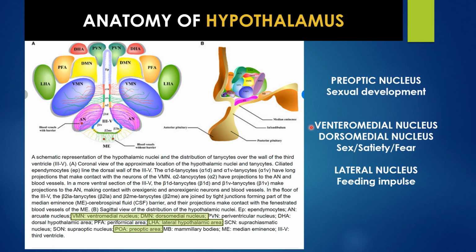Anatomy of the hypothalamus. So the hypothalamus basically has around 10 to 20 nuclei, I think.